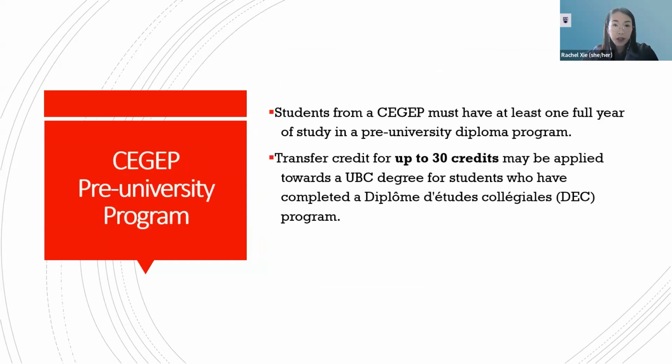If you are a transfer student from the CEGEP pre-university program, you must have at least one full year of study here in order to be eligible to receive transfer credits. And if you have completed the DEC diploma there, you will receive up to 30 credits. But if you have not completed a DEC program, the transfer credits will be evaluated on a case-by-case basis.